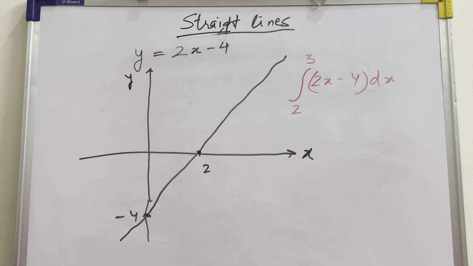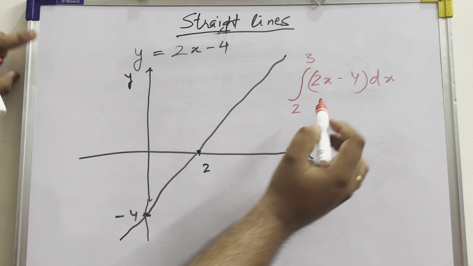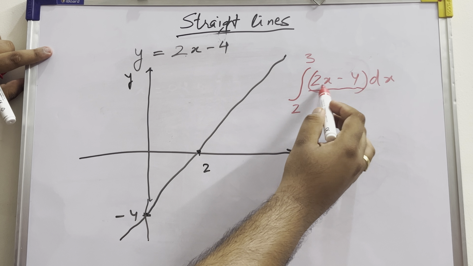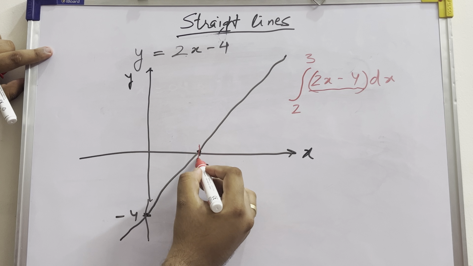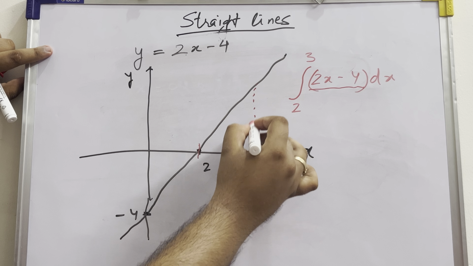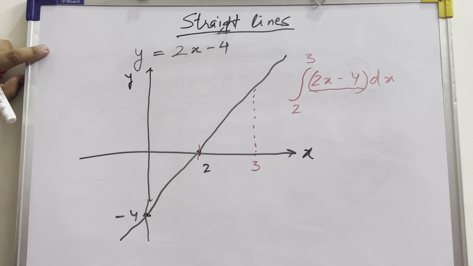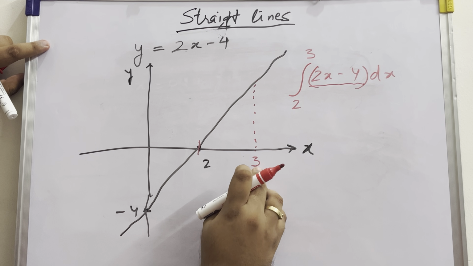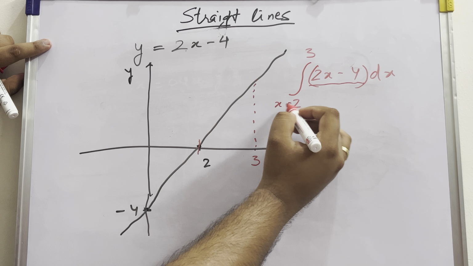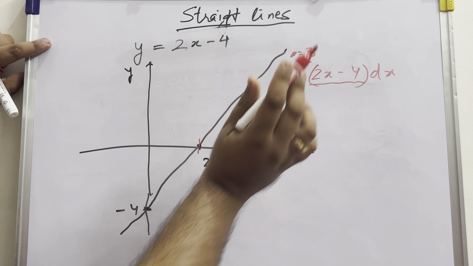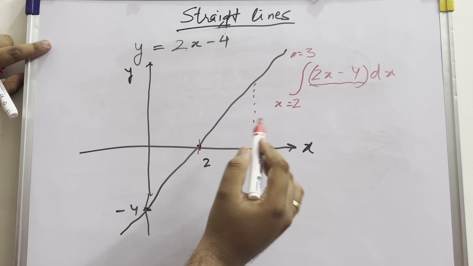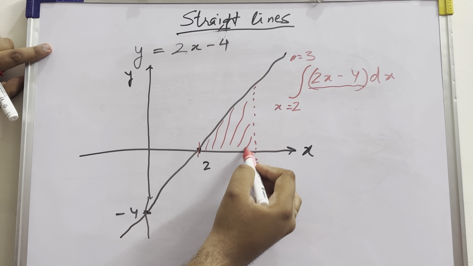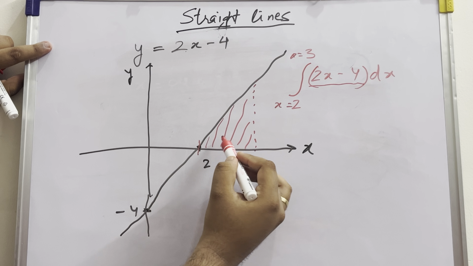You should know that if somebody has given you some integration problem, from 2 to 3 the straight line is what? This is the equation of the straight line 2x minus 4, which is already drawn. From this till x equals how much? 3. From x is equal to 2 till x is equal to 3, these are the values of x. So integration means the area under the curve. Basically by this question somebody is asking you to find the area under this curve.